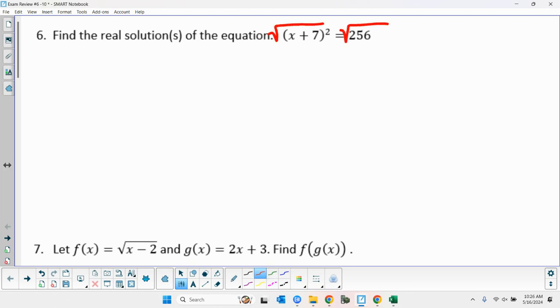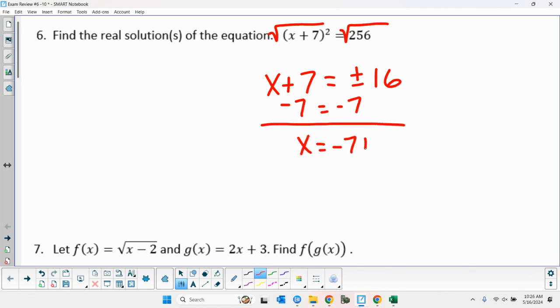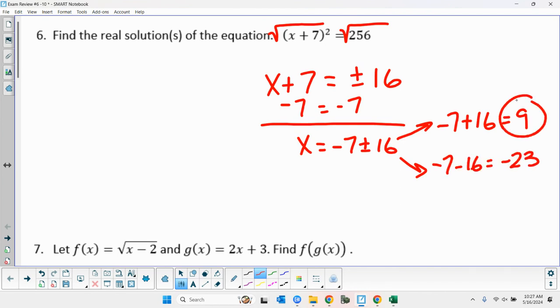What's the square root of something squared? Itself. What's the square root of 256? 16. But remember, when we're solving like this, you got to put your plus or minus symbol in. And get x alone by subtracting the 7. So go ahead, since those are both whole numbers, find both of those answers. So 9 is one answer, and negative 23 is the other. Because of that plus or minus.